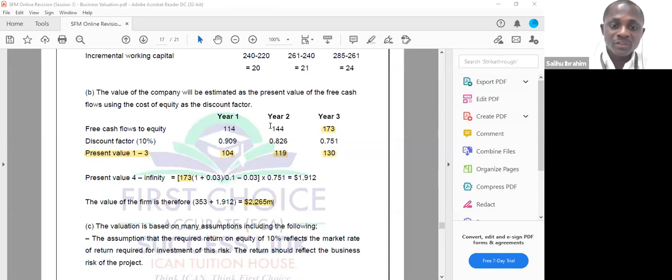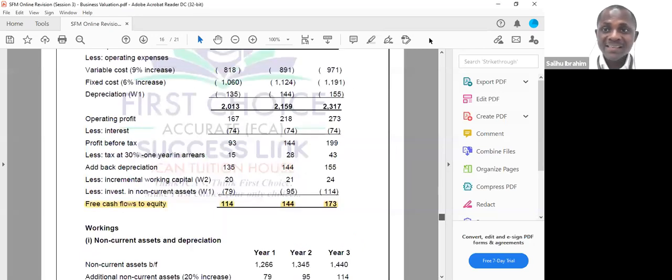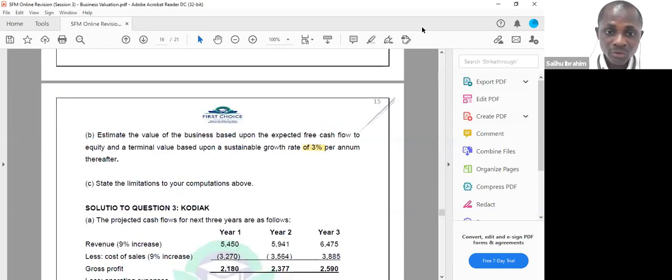Any question on B before we go to C? Do you have a question there? Now, question C is bonus, okay? Question C is just about limitations.